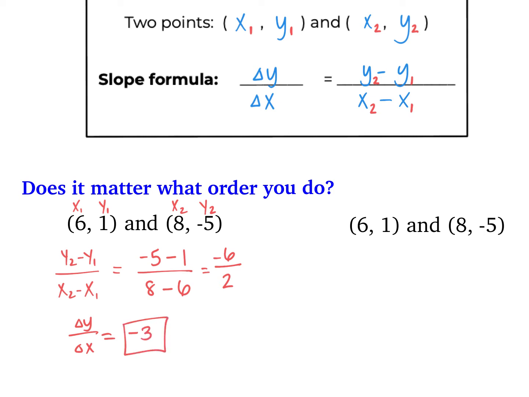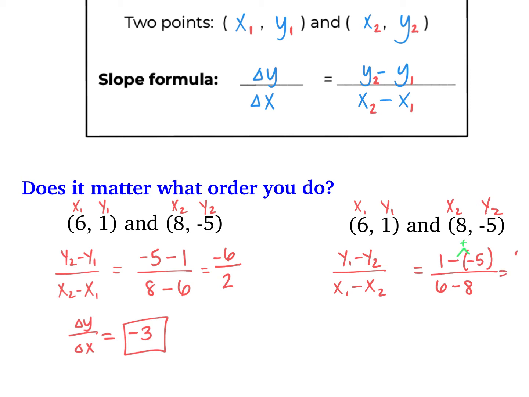Let's see what happens if we flip that, starting with the first y values. So maybe y1 minus y2 and x1 minus x2. Again, I'll write these in at first because I do think it helps when you're first getting started. My first y value would be 1, so 1 minus negative 5. And then my first x value is 6 minus 8. Remember, when you're subtracting negatives like this, it's the same as adding.